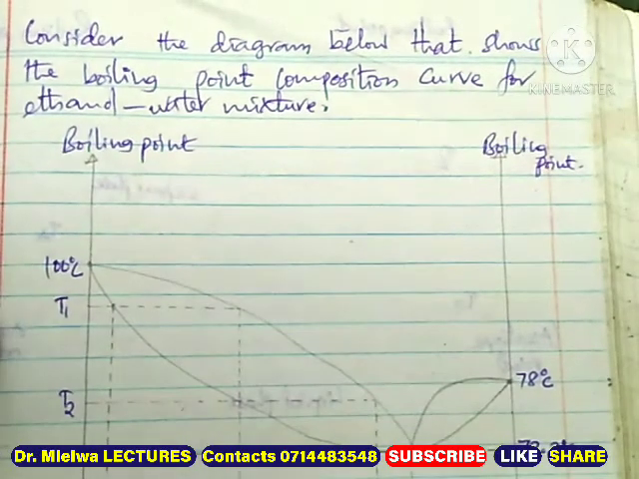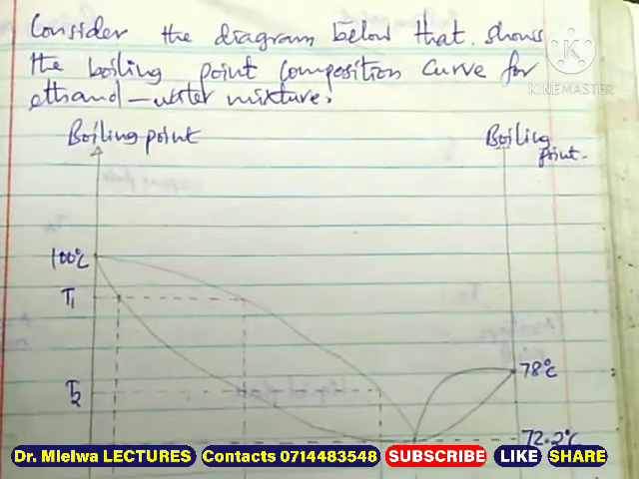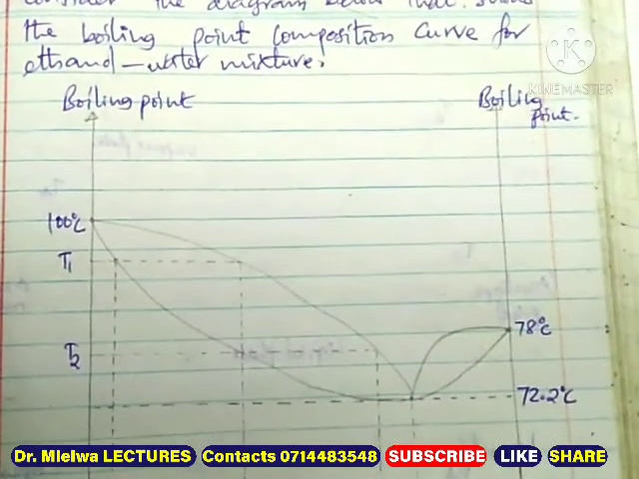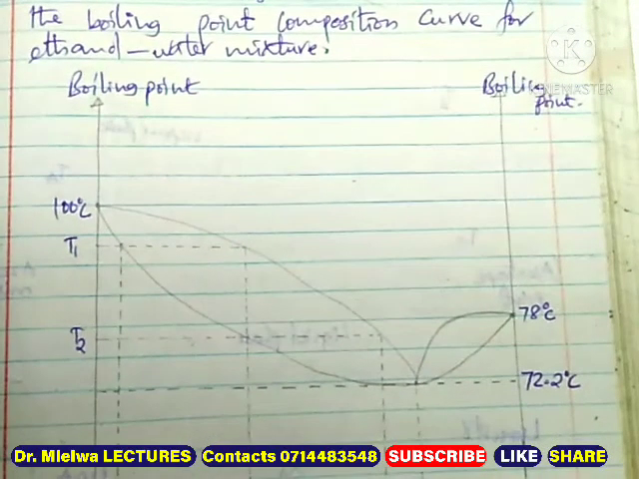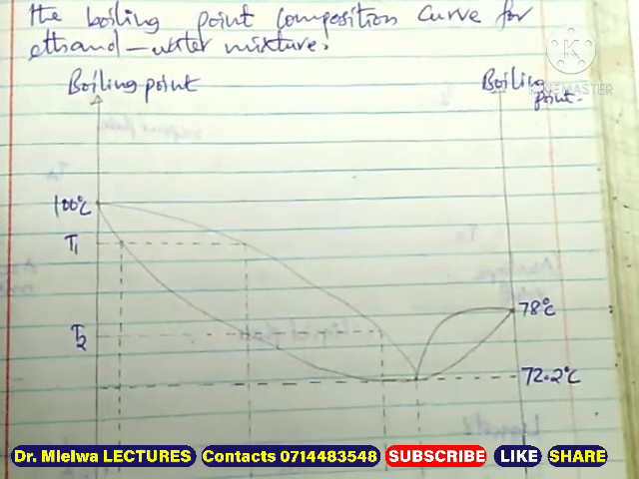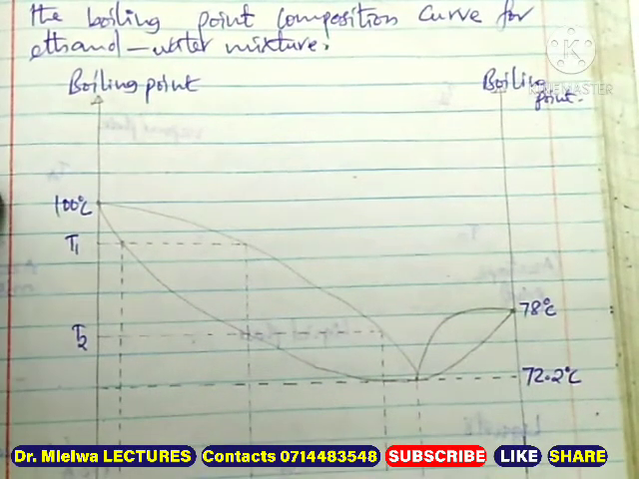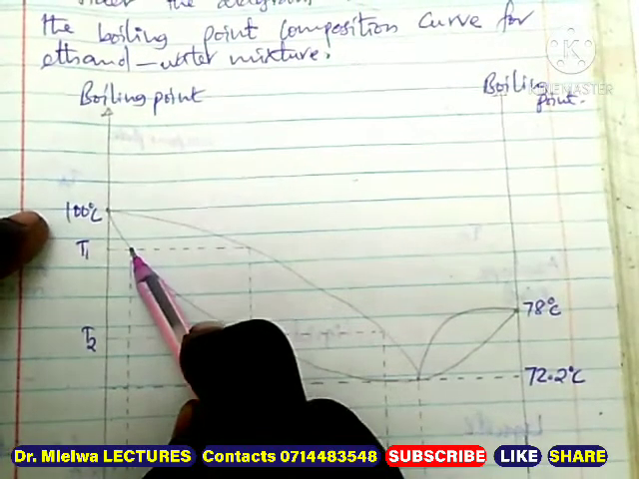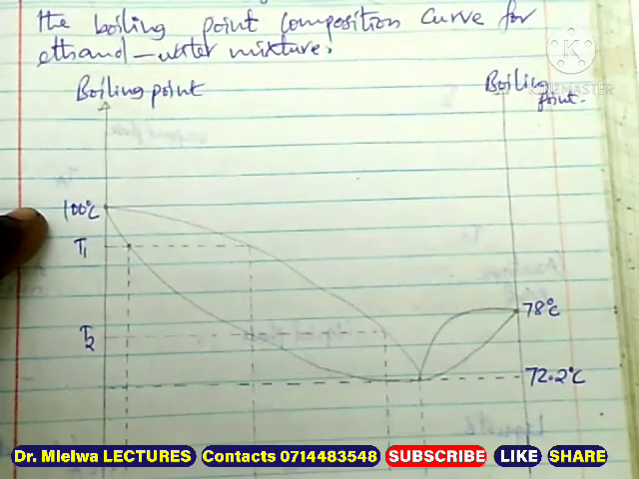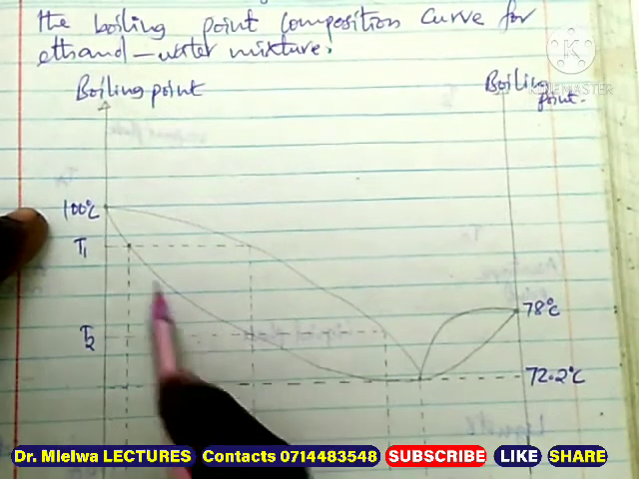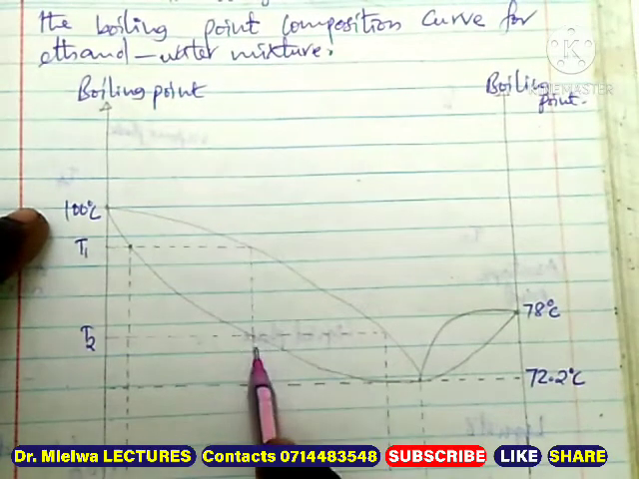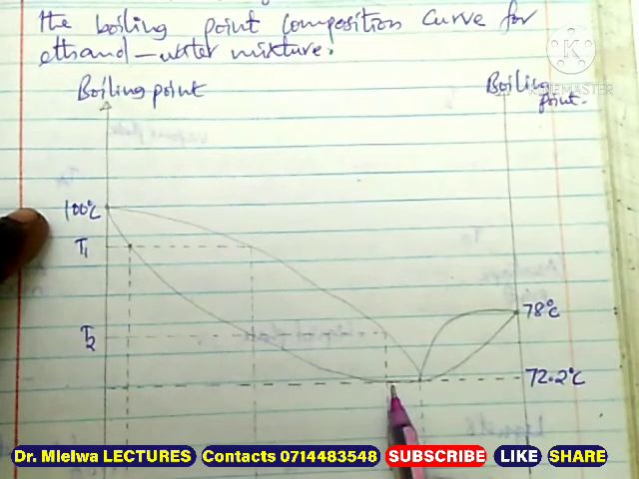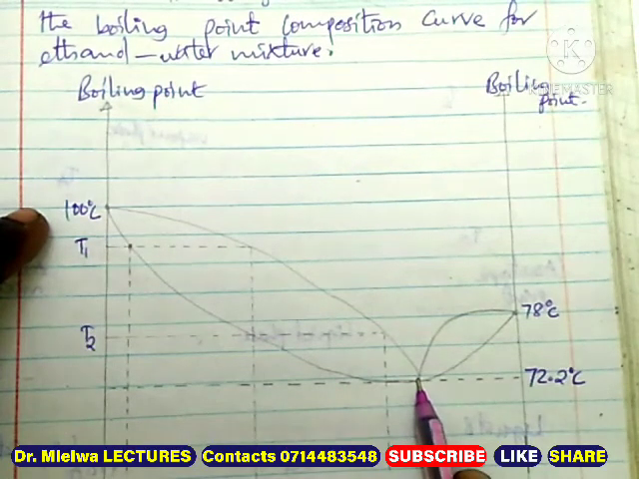Now tunachotaka kuelezea kwenye grafu ni jinsi gani ambavyo hii solution itabehave. Sasa unaweza kuona kwamba tukiwa tuna liquid hii hapa ina composition fulani hapa. Let's call this concentration C1. Tukiboil, tukacondense, tukaboil, tukacondense, tukaboil, tunakuja kupata nani? Azeotropic mixture.